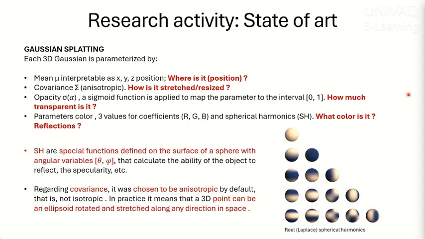Each 3D Gaussian is parameterized by the mean, that can be interpreted as the position; the covariance, that indicates how much the Gaussian is stretched or resized; the opacity, a sigmoid function applied to map the parameter to the interval 0 to 1, that indicates how transparent it is; and the colors, which are RGB, and the spherical harmonics that indicate the reflection. In fact, the spherical harmonics are special functions able to calculate the ability of the object to reflect and to create specularity.